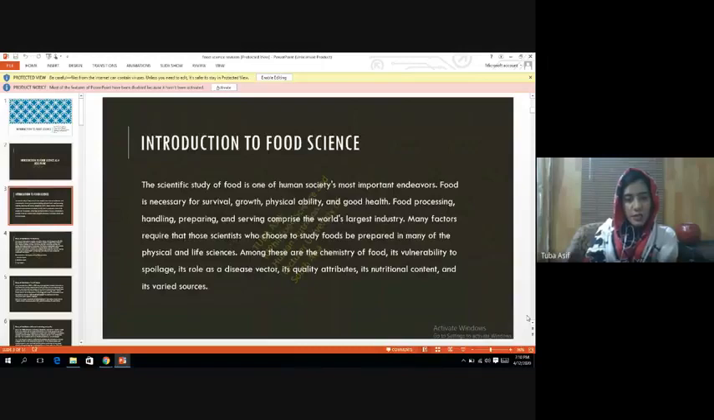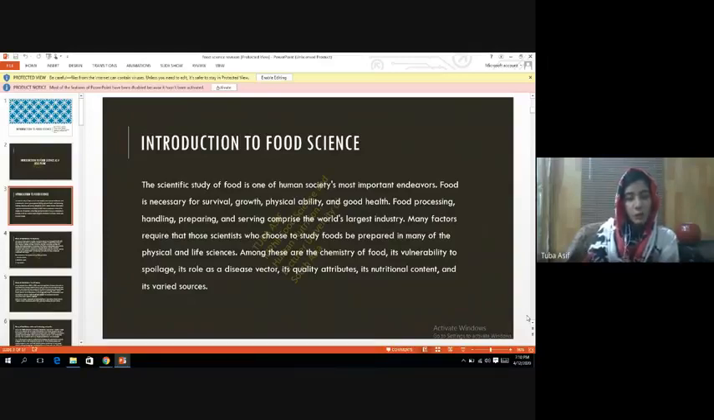Basically, food science is one of the human society's most important endeavors. Food is necessary, we all know, for it performs various functions like survival, growth, physical ability, and good health. Apart from these basic functions, it is also responsible for maintaining body temperature. It provides us with emotional needs. It fulfills our physiological needs, psychological needs, emotional needs. It is also very important in social norms and social beliefs. It gives us a feeling of satisfaction as well as self-realization.